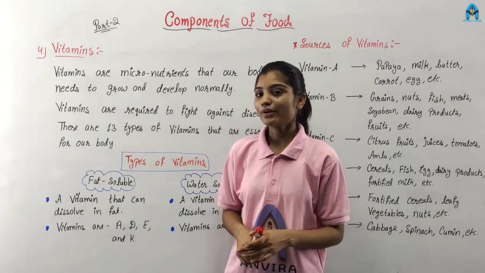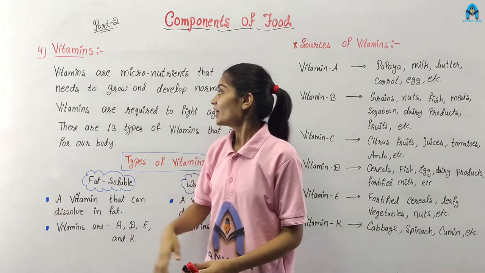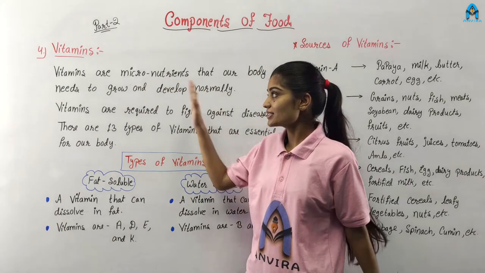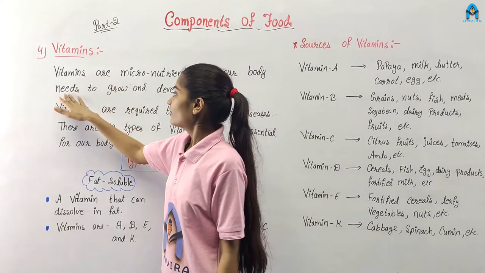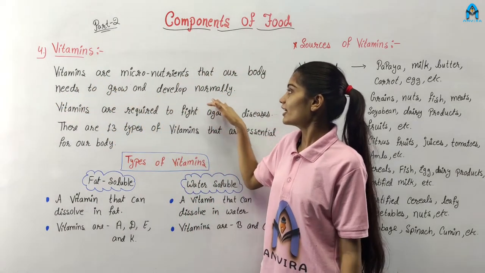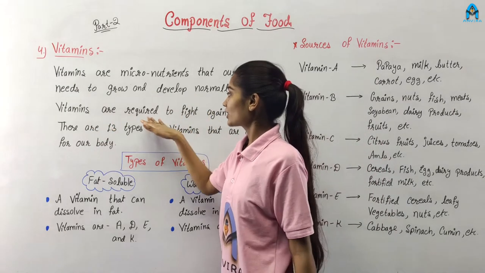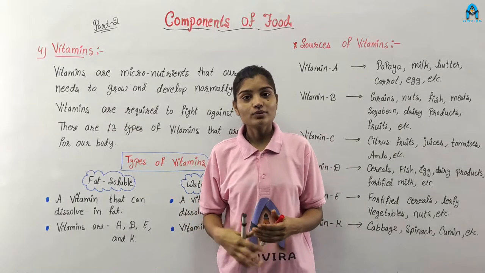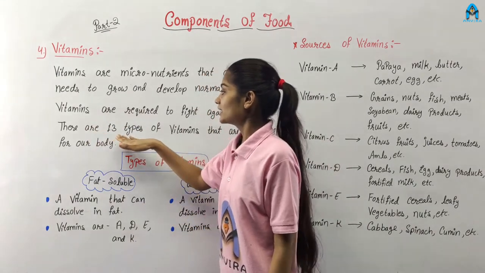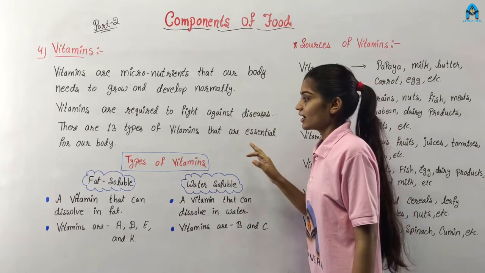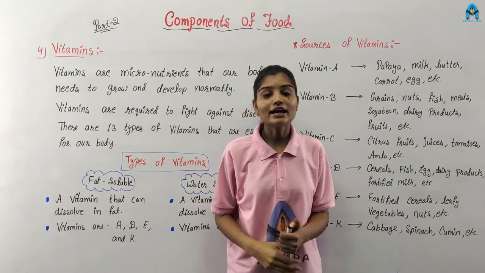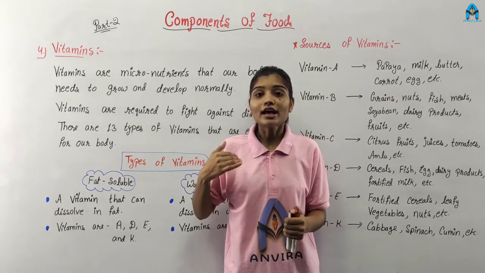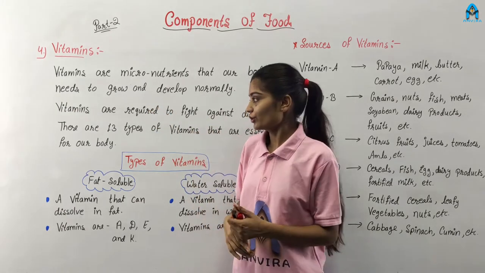Now we come to our next component of food, which is vitamins. Vitamins are micronutrients. That means our body needs vitamins in small quantity. Vitamins are needed to grow and develop normally. Vitamins are required to fight against diseases. That means vitamins increase our immune system. There are 13 types of vitamins that are essential for our body. And our body cannot produce vitamins itself. That's why we have to take vitamins from food.